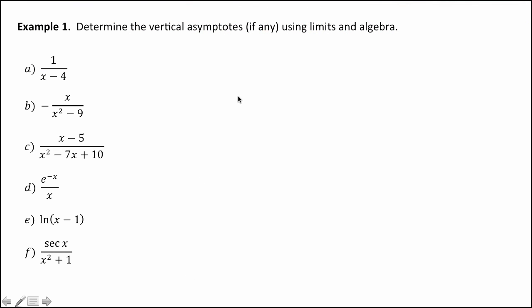Okay, let's work out the first example. Remember, we talked about the relationship between vertical asymptotes and infinite limits. Also remember that from algebra, in order to find the vertical asymptote for a rational function, we take a look at the denominator and see where it's going to be equal to 0, right? So in this case, we set the denominator equal to 0, so we have x minus 4 equals 0. You solve that for x, and you get x equals 4. So we know that there's a vertical asymptote at x equals 4. But we want to take this a step further, and look at how the function behaves from both sides of this vertical asymptote.